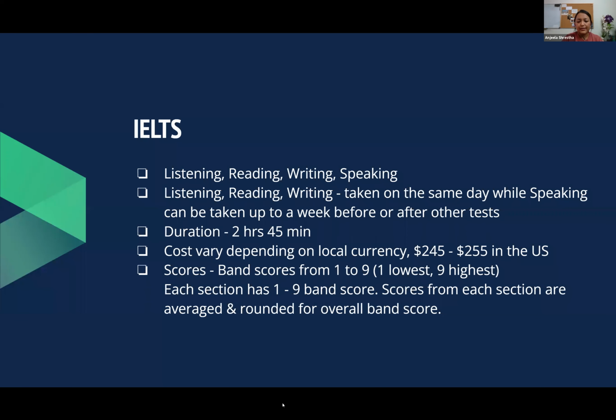So, which means that you have some time between your speaking and other listening, reading, and writing test. For IELTS, the duration is 2 hours and 45 minutes. And the cost varies from anywhere from $245 to $255. The score band for IELTS is 1 to 9, 1 being the lowest and 9 being the highest. Each section is scored in 1 to 9 band score.